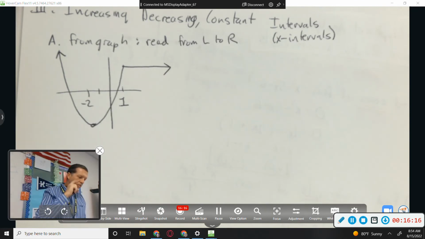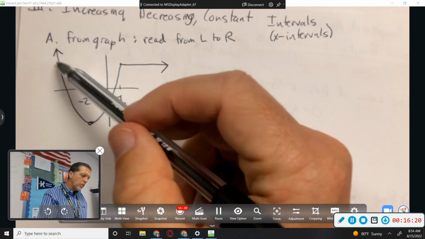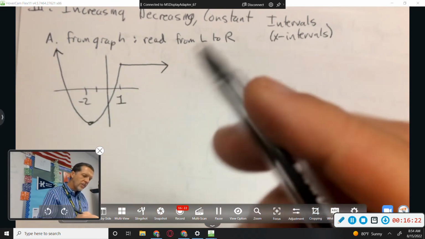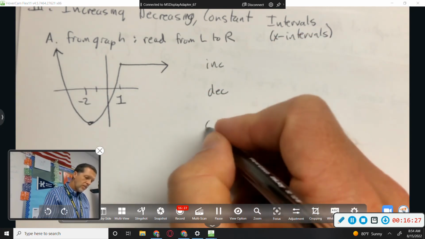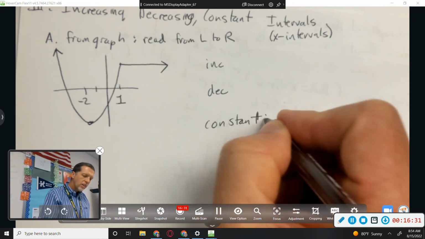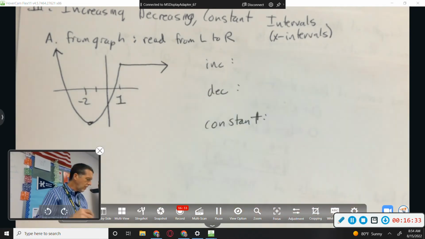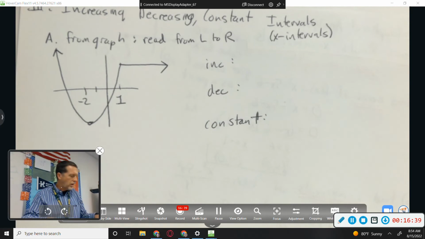So this first interval right here, as I move left to right, is that increasing or decreasing? Decreasing. And so I could list decreasing first, but I think the homework already has the interval types listed out: increasing, decreasing, constant. So I'll do it that way here.